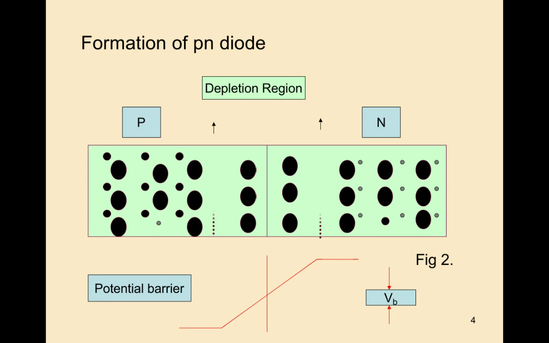We observe that when we join these two semiconductors, movement of electrons takes place and recombination takes place. By the recombination of electrons and holes, some voltage, a potential, is generated. That potential we call the barrier potential, denoted by VB here.